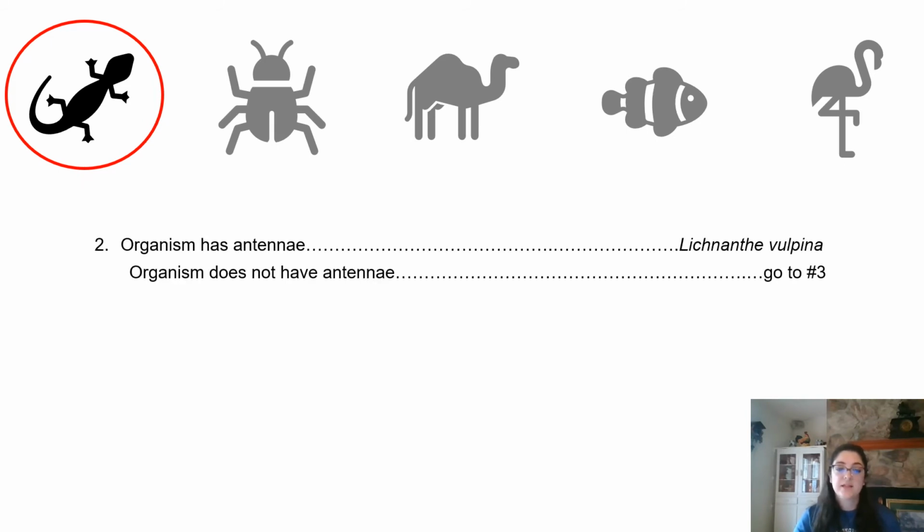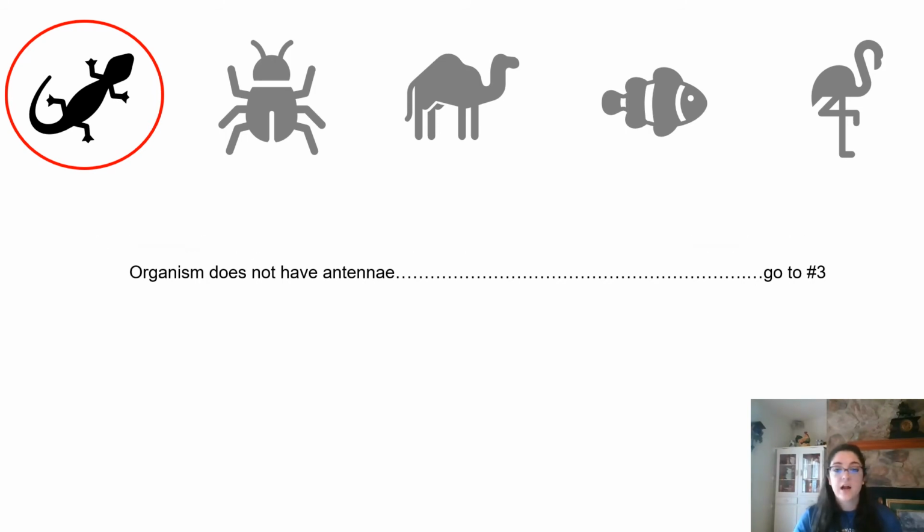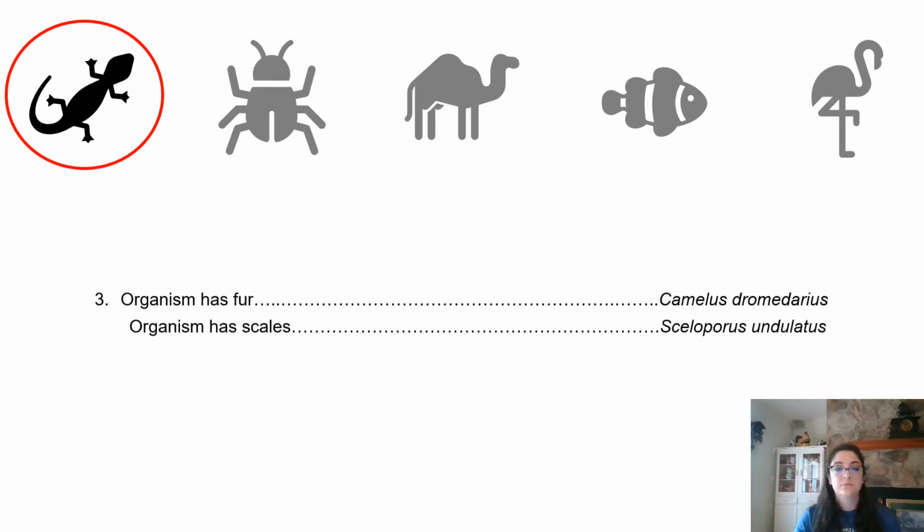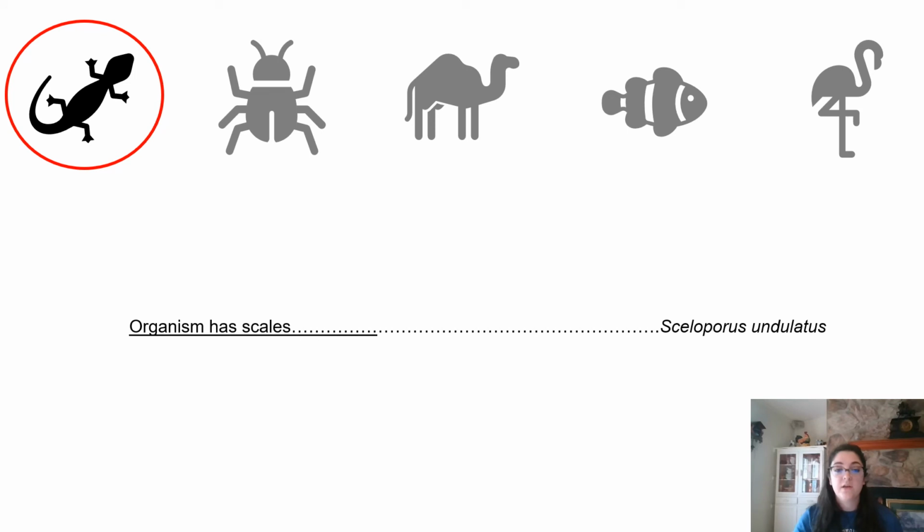Number 2 asks us if the organism has antennae or if the organism does not have antennae. Our lizard does not have antennae, so that option is prompting us to go on to number 3. Number 3 is asking if the organism has fur or if the organism has scales. Our organism has scales, so we've successfully identified that our organism is Sceloporus undulatus, or the eastern fence lizard.